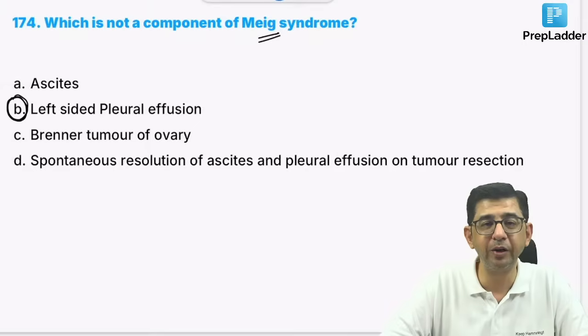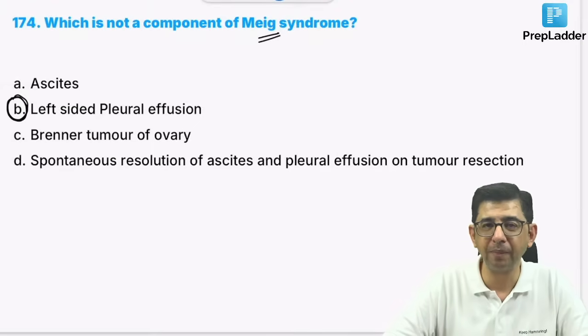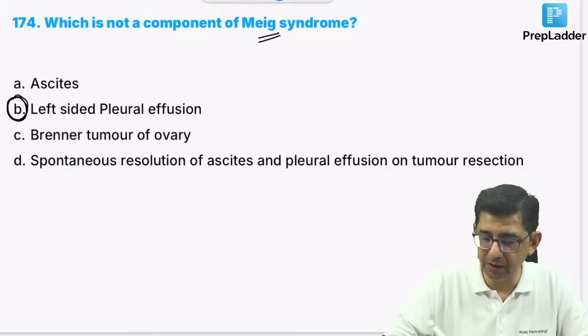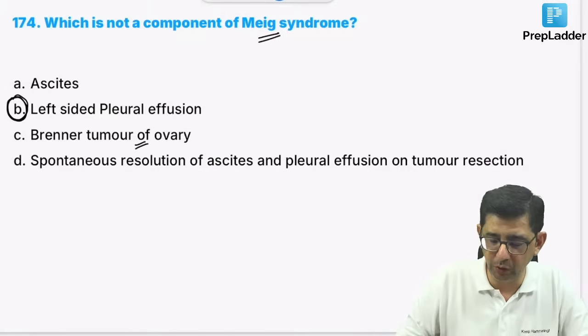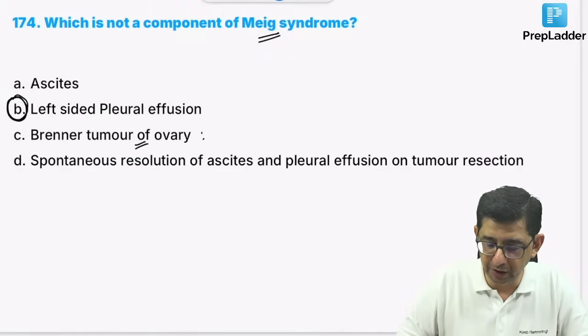Question open to you guys. Why do you get a right-sided pleural effusion, by the way, in Meigs syndrome? We understand there is an ovarian tumor, a Brenner's tumor of the ovary, so it will irritate the peritoneum, and irritation of the peritoneum will explain the ascites. Why a hydrothorax? Why a hydrothorax?